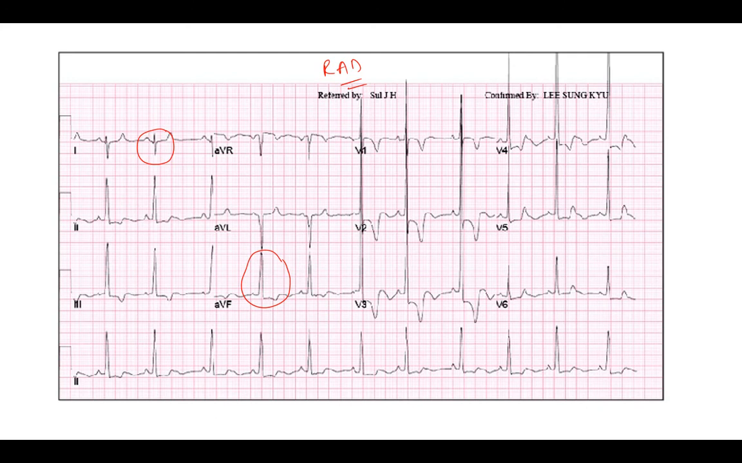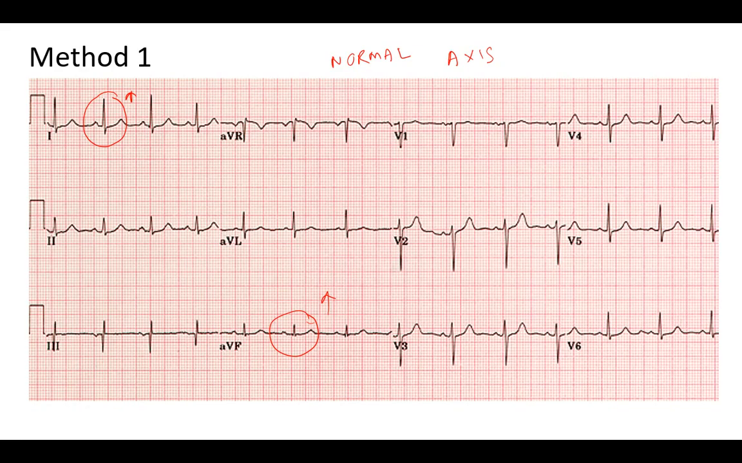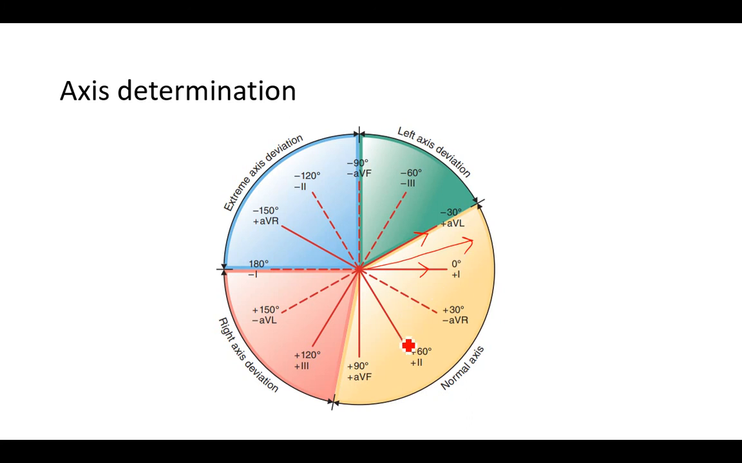Here in this example, you can see the highest QRS complex is in lead 3, and the second highest QRS complex is lead 2. So the direction will be in between lead 3 and lead 2. This is the direction of lead 2 and this is the direction of lead 3. So the axis will be in between lead 2 and lead 3, correct?